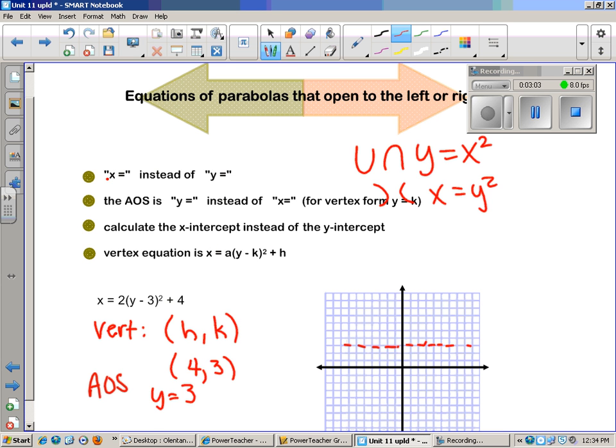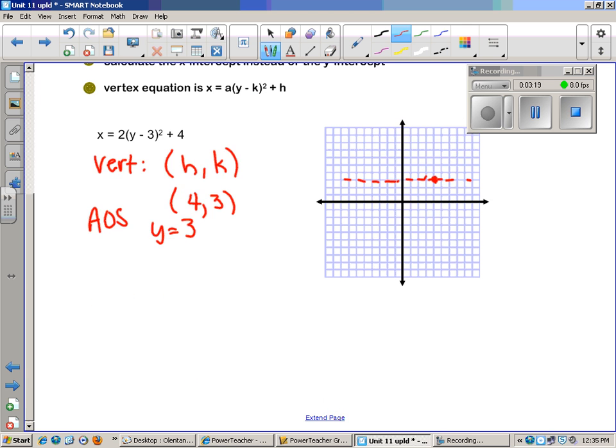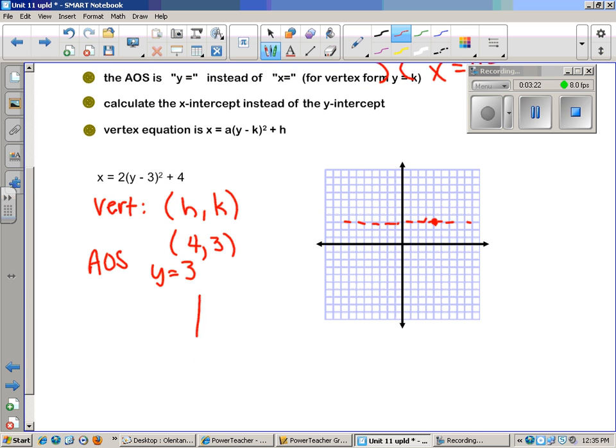Okay, I'm going to graph my vertex at 4, 3. So 1, 2, 3, 4, 1, 2, 3. Okay. Now, I'm still going to have my t-chart, but instead of picking x's, I'm going to pick some y's. So let's say I make y 0. And that's going to give me the x-intercept.